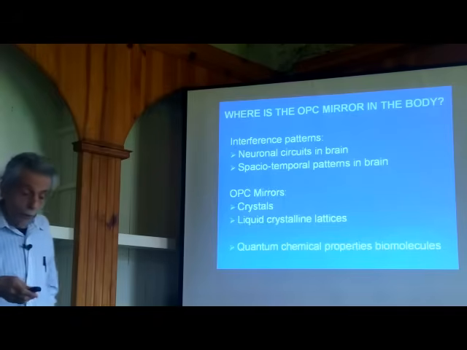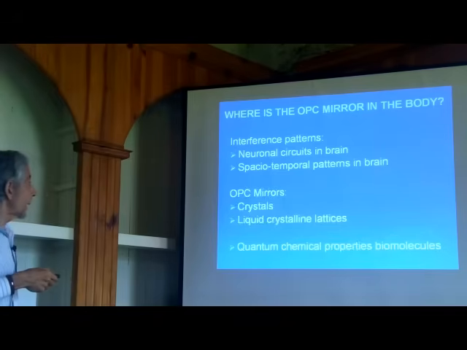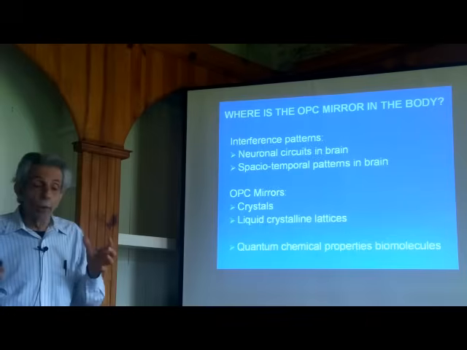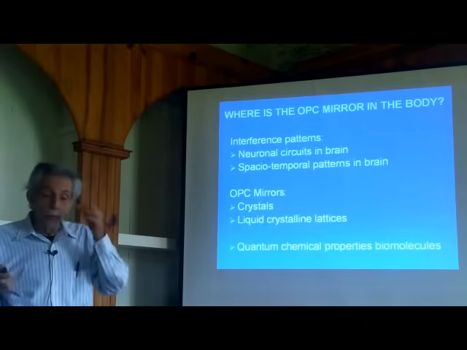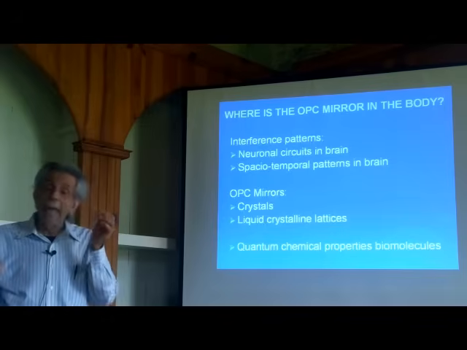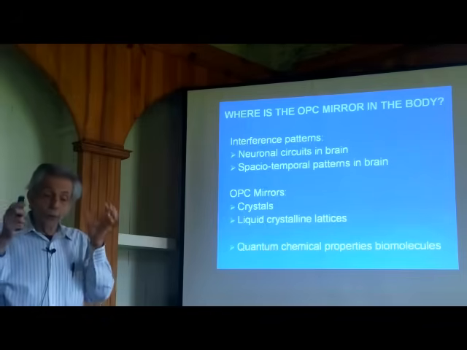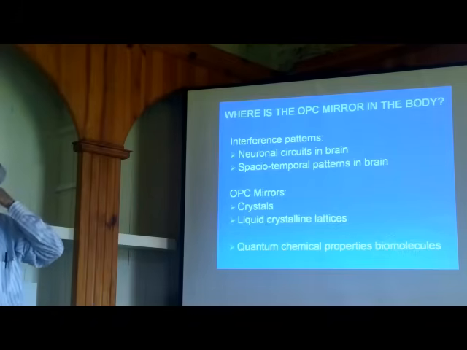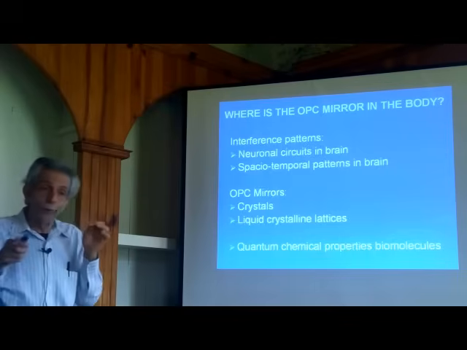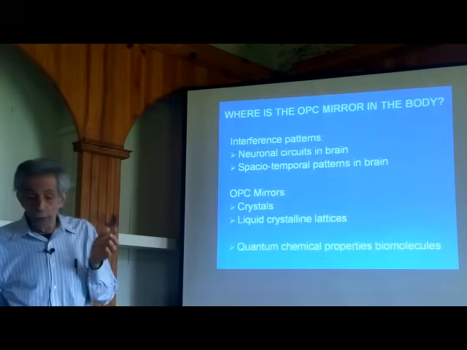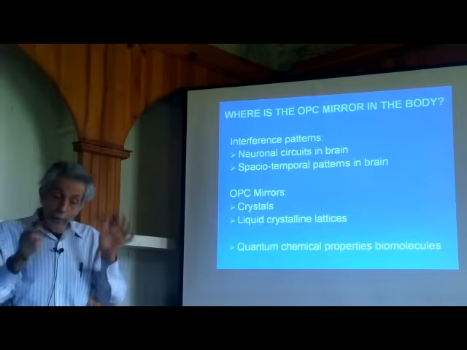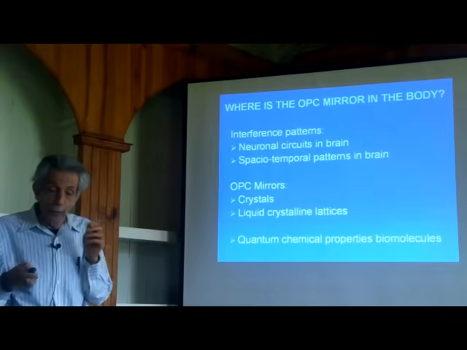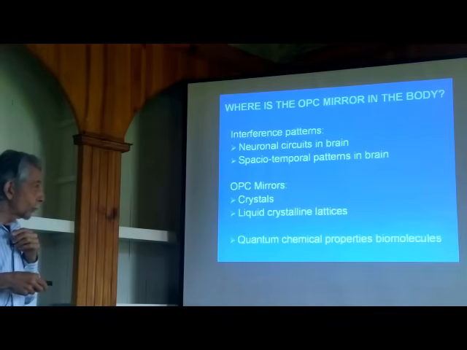If you look at scientific literature, people like Karl Pribram talk about neuronal circuits in the brain being the phase conjugation mirror. And then there are other people who talk about the spatial temporal patterns in the brain as being the source of the phase conjugation mirror. And of course we do know that crystals and liquid crystal lattices can function as phase conjugation mirrors. Taking all that into mind, I searched the scientific literature to see whether there were any biomolecules.